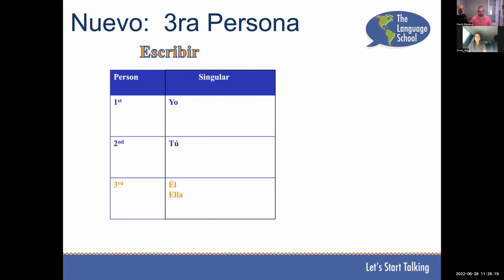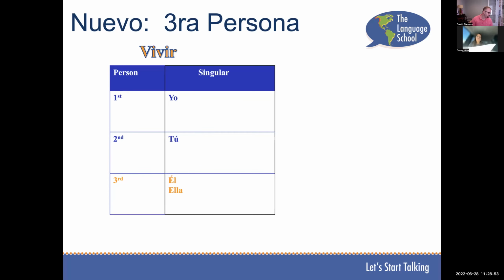Okay, let's go with escribir. Yo escribo, tú escribes, él escribe, ella escribe. Recibir. Yo recibo, tú recibes, él recibe, ella recibe. Discutir. Yo discuto, tú discutes, él discute, ella discute. Vivir. Yo vivo, tú vives, él vive, ella vive. Perfecto.